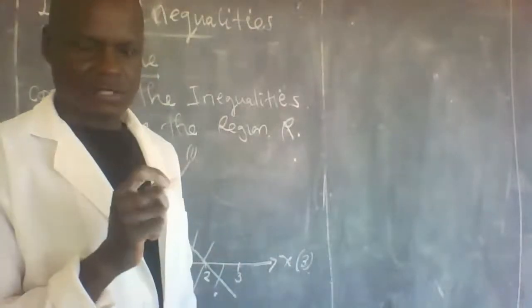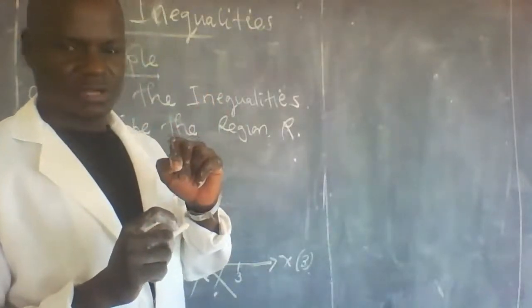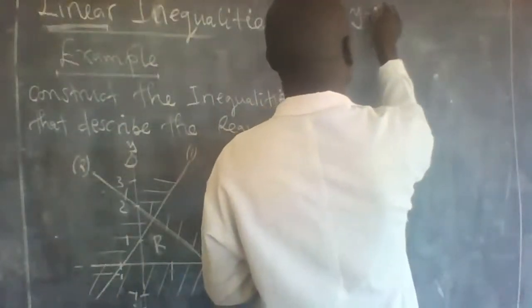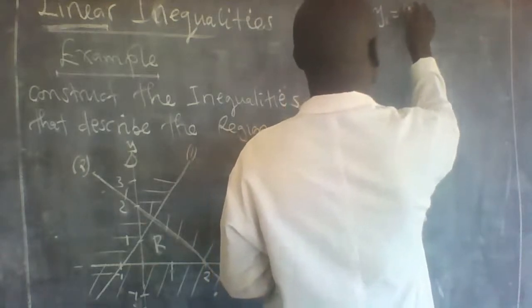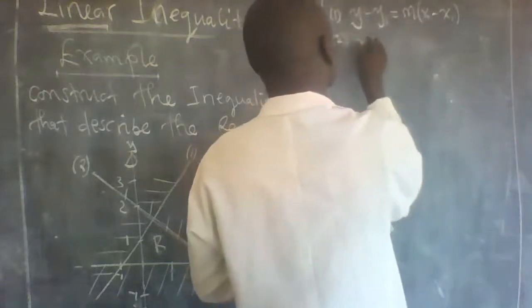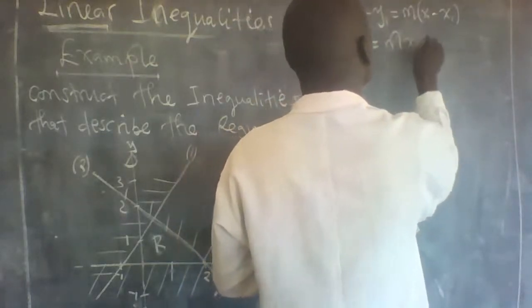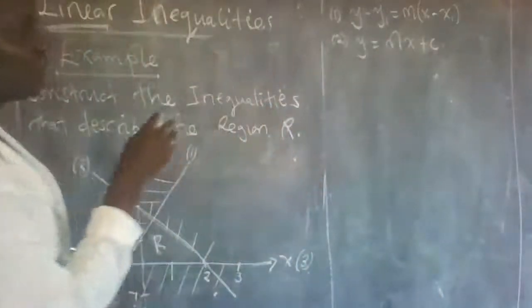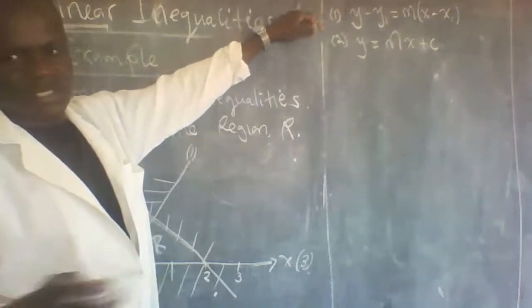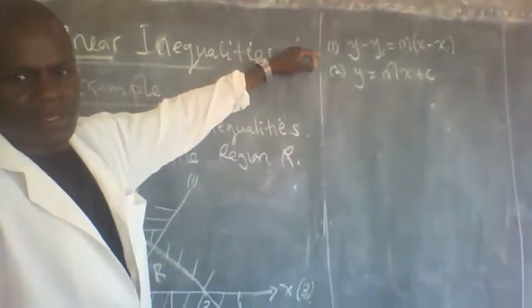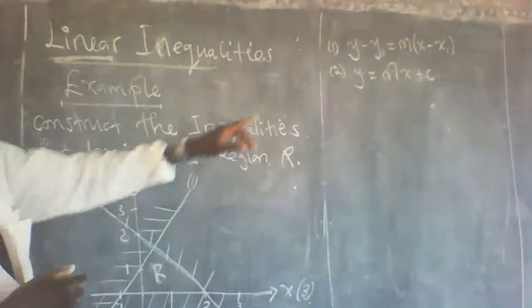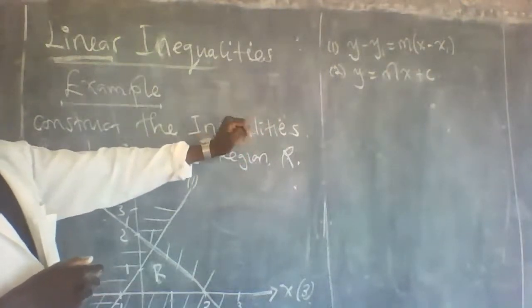The first thing you need to ask yourself is, remember I gave 2 general equations. I'll remind you again: the general equations were y minus y1 equal to m(x minus x1), and the other one was y equal to mx plus c. But which one of the 2 are we going to use? Any of the 2 can be used, but the first is a little bit involving. So we're going to use the second one. Why? I'm going to explain.